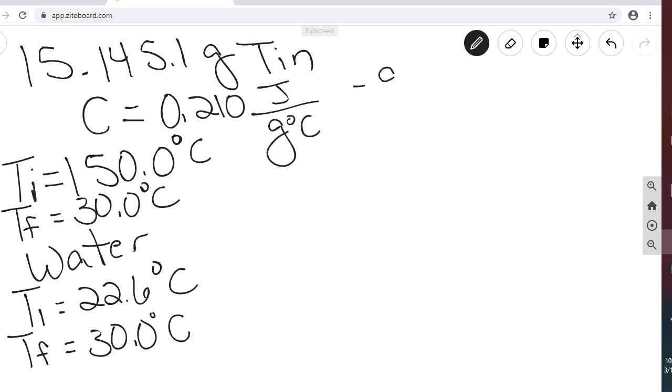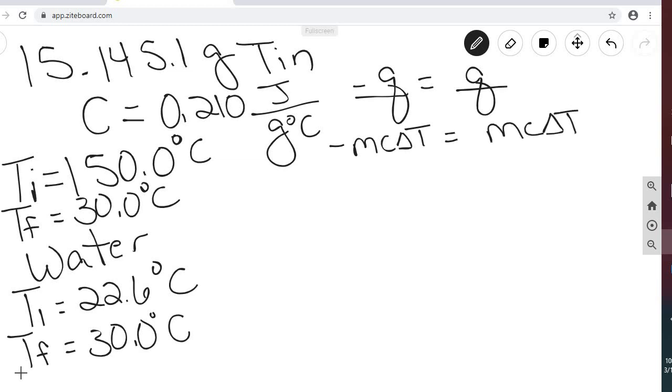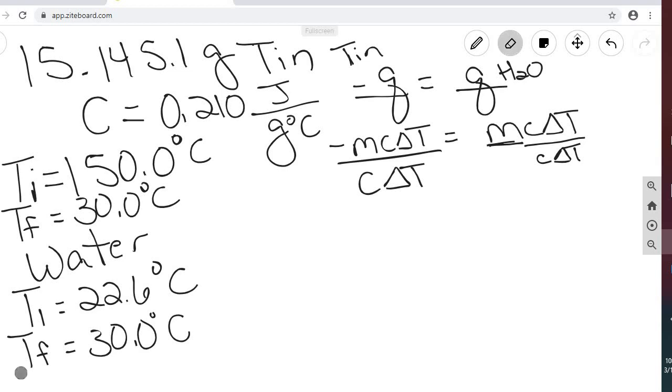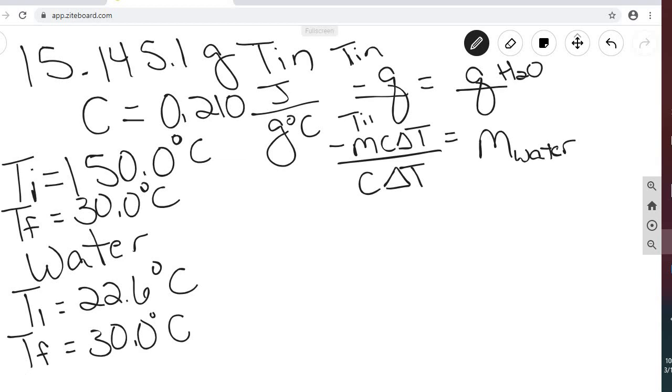Okay, so again, negative Q is equal to Q. The energy lost by the metal will be gained by the water. So it's going to be negative MC delta T equals MC delta T. So this is for the tin. This is for the water. Okay, we are asked to find the mass of the water. Okay, so all I'm going to do is divide out that C and the delta T on both sides. Okay, so now the mass of the water, okay, so this top portion is for the tin. The bottom portion is for the water.